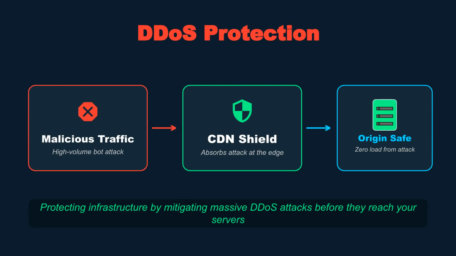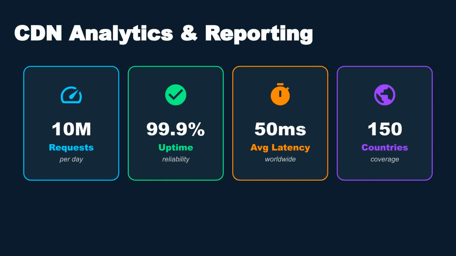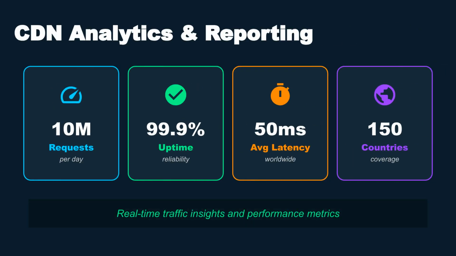CDNs offer robust DDoS protection. Malicious traffic is absorbed at the edge by the CDN shield, protecting the origin server from massive attacks and ensuring zero load from the attack reaches your main infrastructure. CDN analytics provide real-time traffic insights and performance metrics. These metrics include the number of requests per day, uptime, average latency, and coverage across countries, like 150 countries for this example.